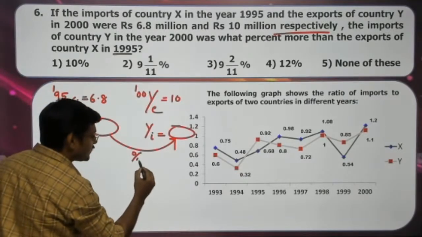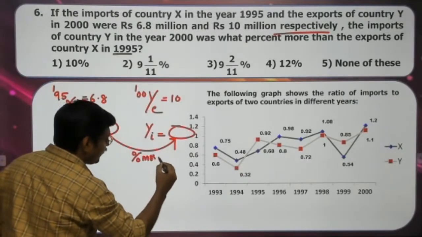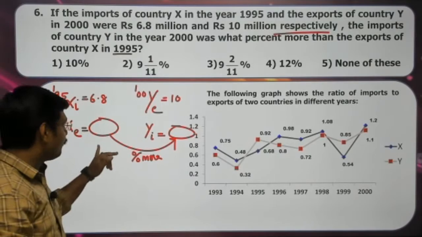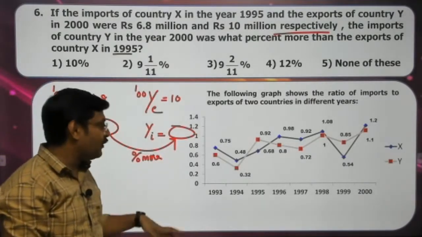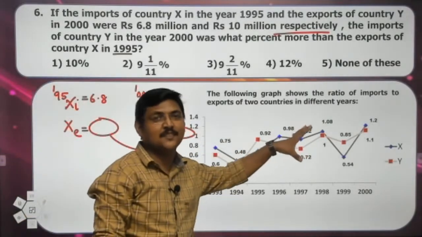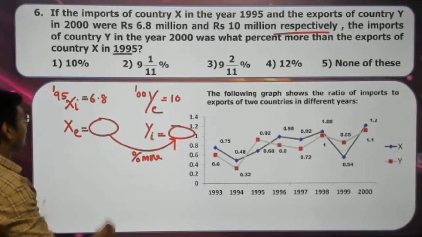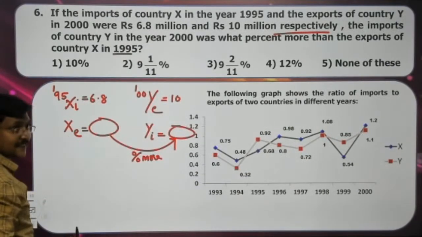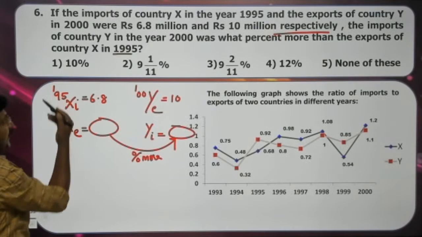We need to find percentage more. Normally we know that if we need to find percentage more, we should find this value. To find this value, as some ratios are given, we need to connect it with this frame to find the answer, right? First of all, I am going to find the export of country X. Listen, for the year 95.